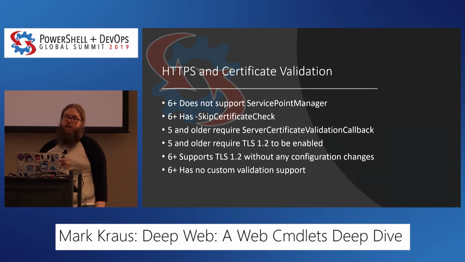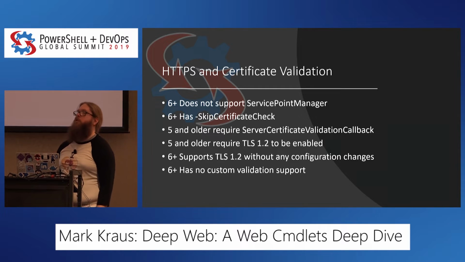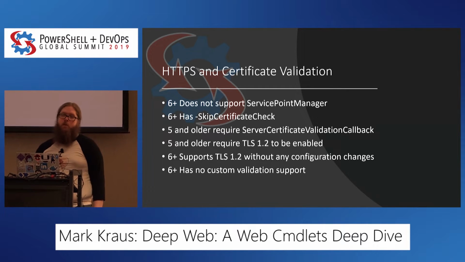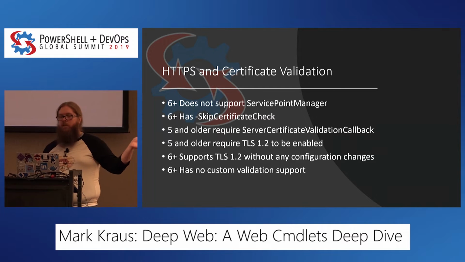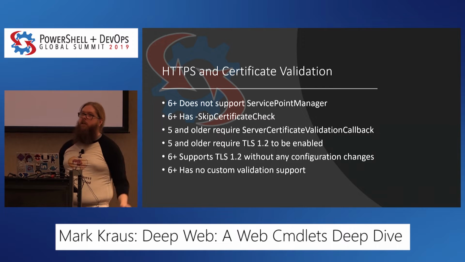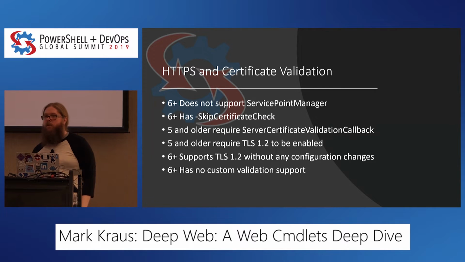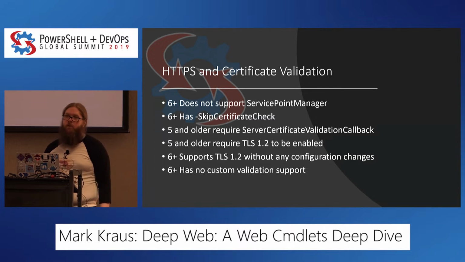So what has been added is -SkipCertificateCheck. In PowerShell Core, starting with 6.0, instead of having to go through some convoluted process with the ServicePointManager, you can just pass in a parameter, -SkipCertificateCheck. And now you can access your unsafe internal dev-only APIs that you're definitely not having in production.